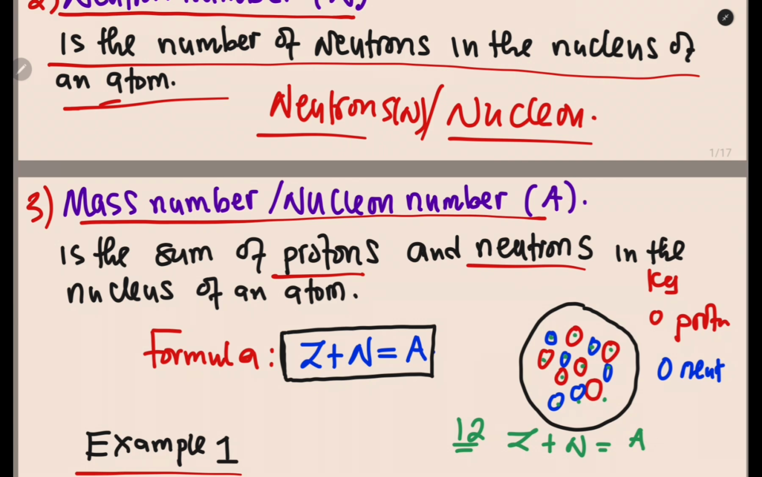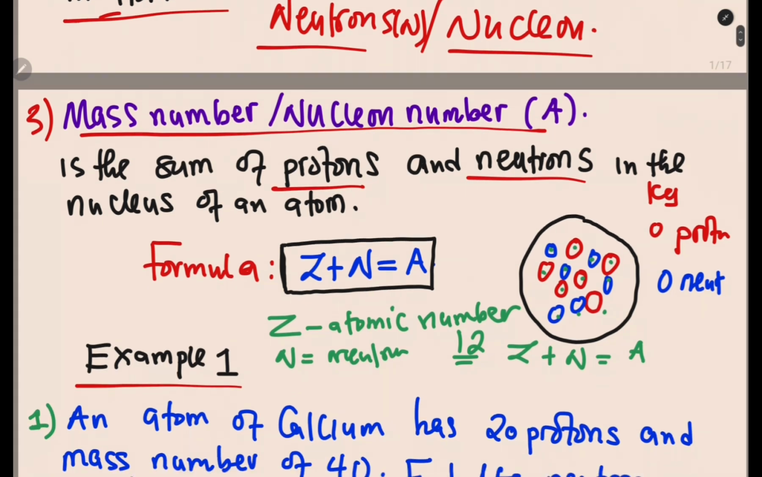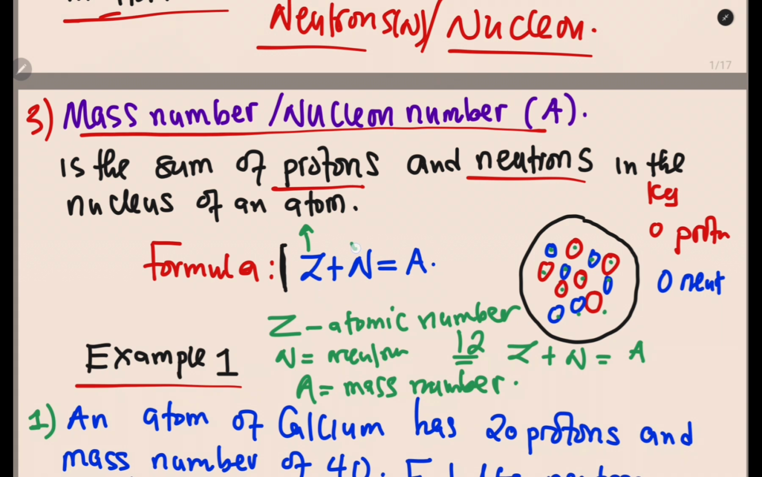And therefore, we can come up with a formula to connect the three: Z for atomic number, N for neutron number, and A for mass number. Meaning when you want to find the mass number, you add the protons and the neutrons, but you should be able to go around using this formula in case you're asked to find the atomic number given the neutrons and the mass number. You should be able to do that.